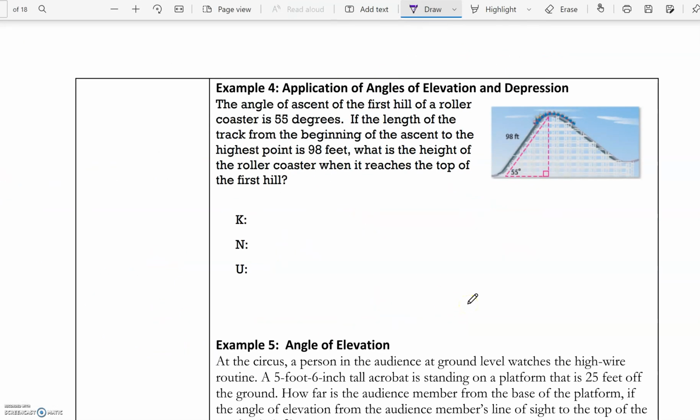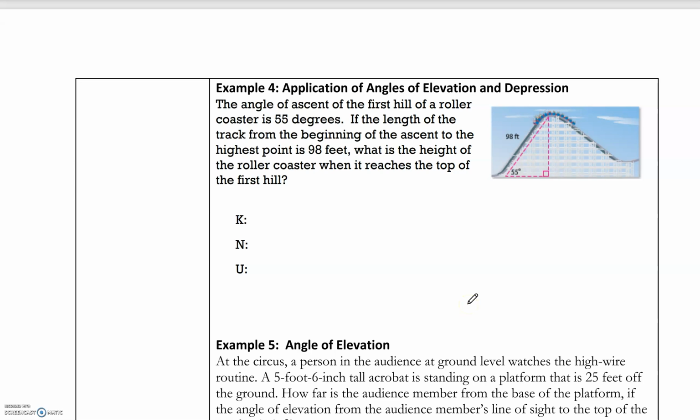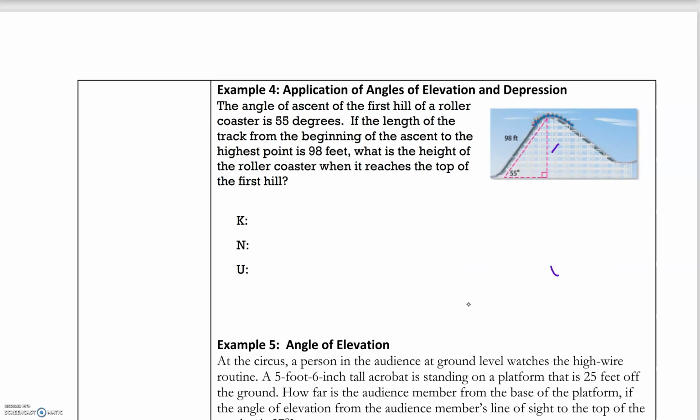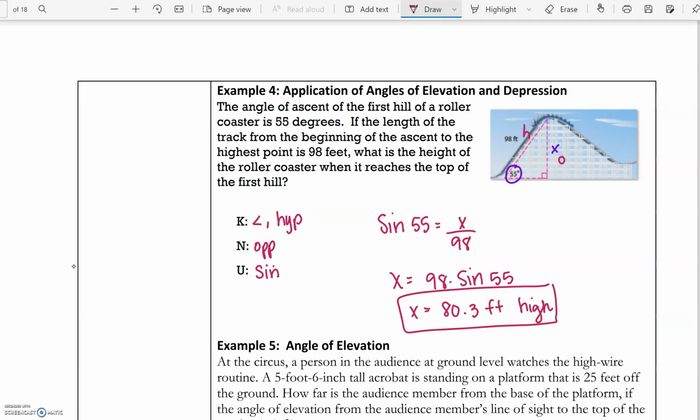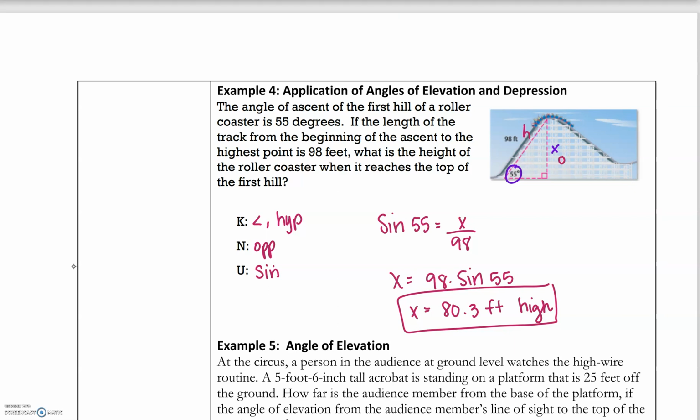All right, so this one is already kind of labeled for you. I want you to go ahead and set it up and solve for the height of the roller coaster. So this is our x. Everything else is already labeled. So go ahead and circle your angle, label your two parts, and set it up and solve. So O and H is going to give us sine. Sine 55 is equal to the opposite, or x, over 98. Cross multiply. And taking 98 times sine 55 in your calculator, it would be 80.3 feet high.